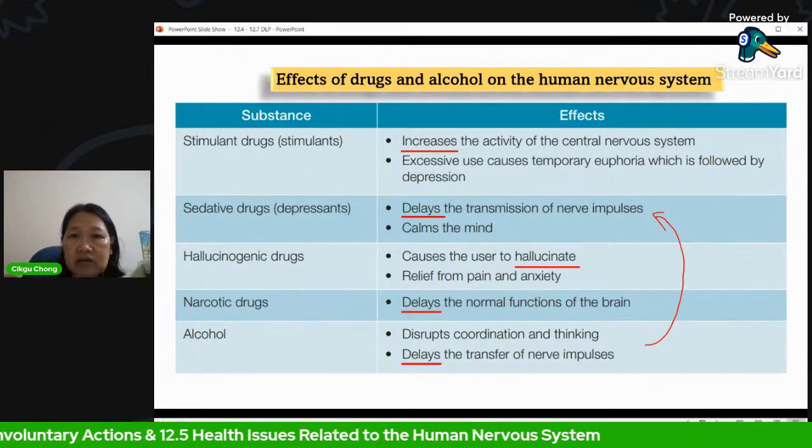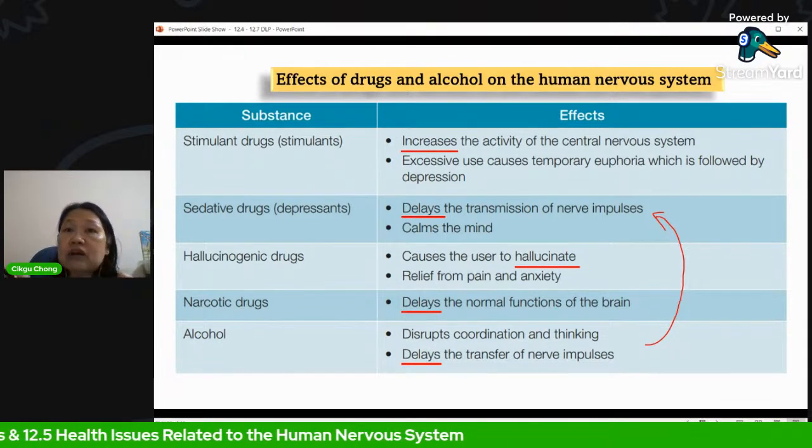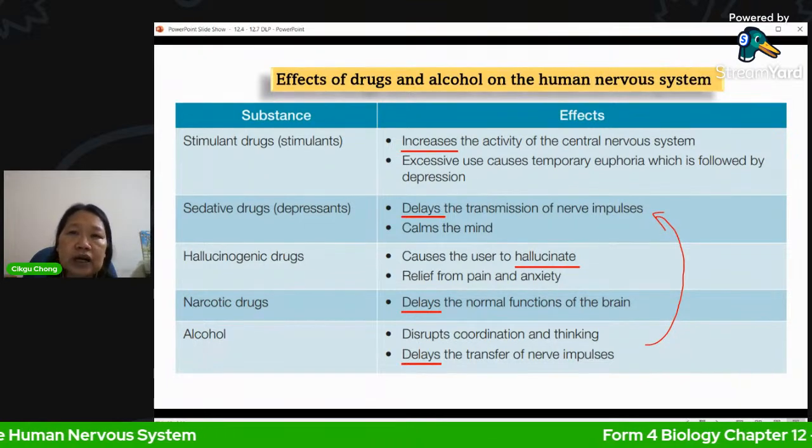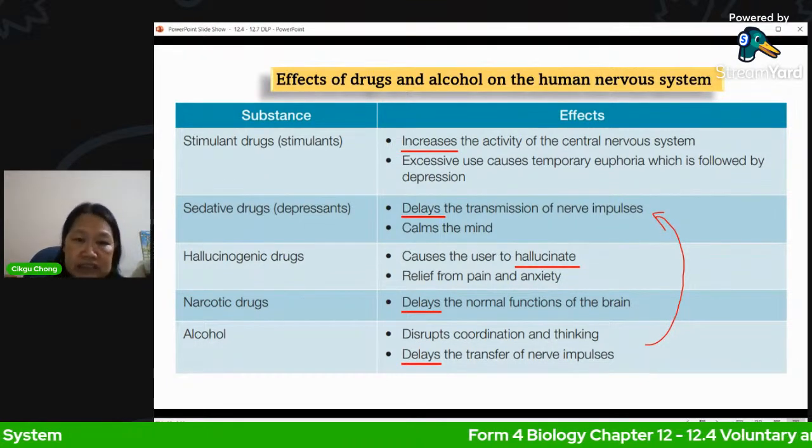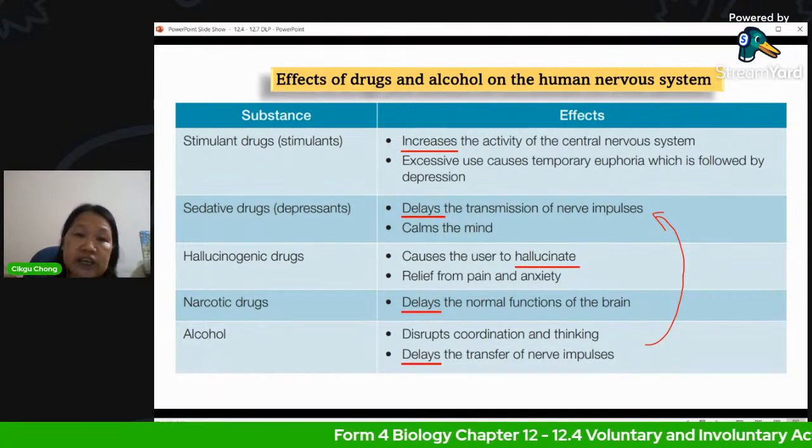Okay, you see a dog run across the street. You want to avoid the dog. Sometimes you hit the dog instead, and then you have an accident. So it disrupts your coordination and thinking.